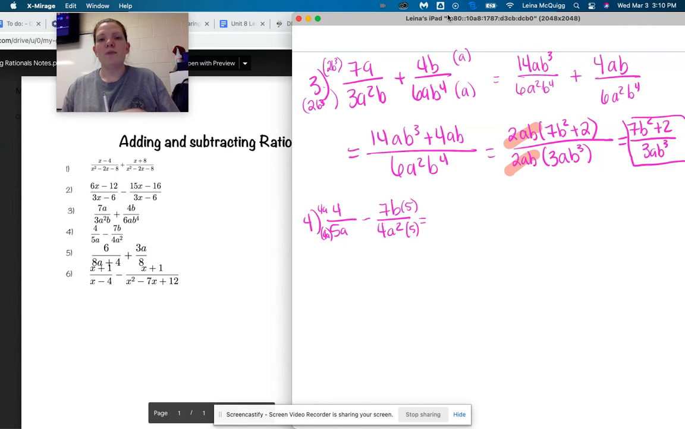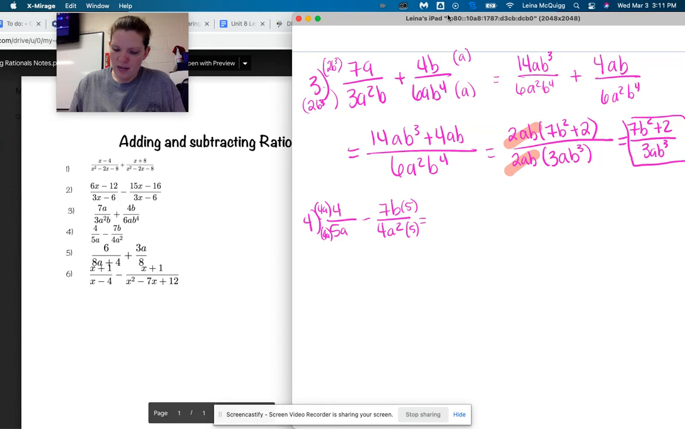I do want to say you can just multiply both fractions by the opposite denominators. That is okay. That will get you the right answer, but you're going to have to do a lot more simplification at the end because you're making bigger numbers, okay? But it's not wrong. So whatever floats your boat, whatever makes you happy.